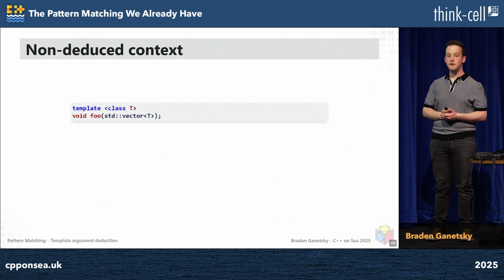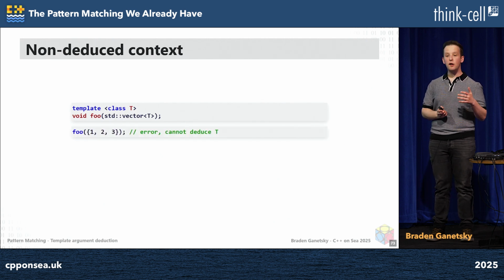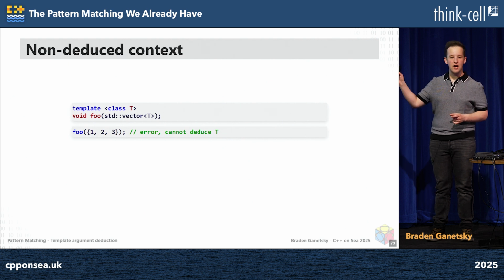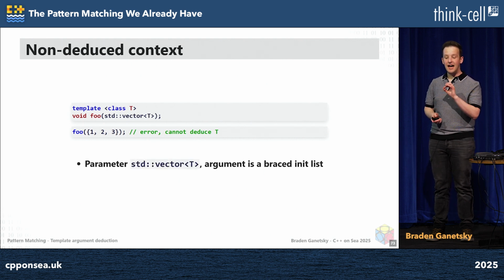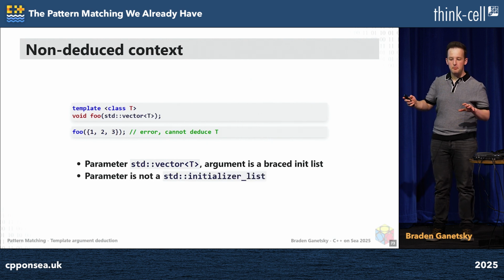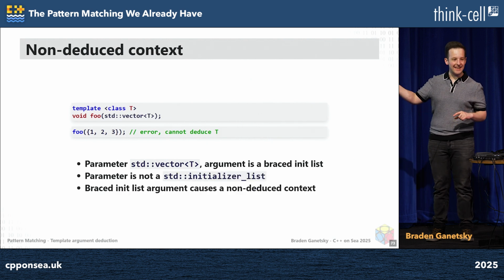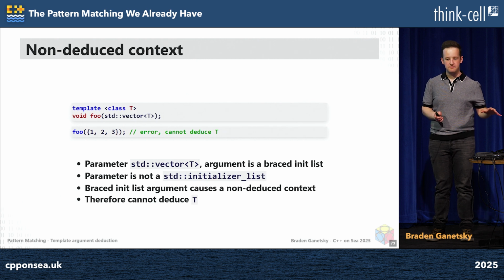Foo of std::vector<T>. We try to call foo of {1, 2, 3} as a braced init list. This is an error. Has anyone tried writing this before? Because I have, and I've been really upset about this. But it is in the standard that if the parameter is not a std::initializer_list, but the argument is a braced init list, then we cannot deduce T. And that's just how it goes.